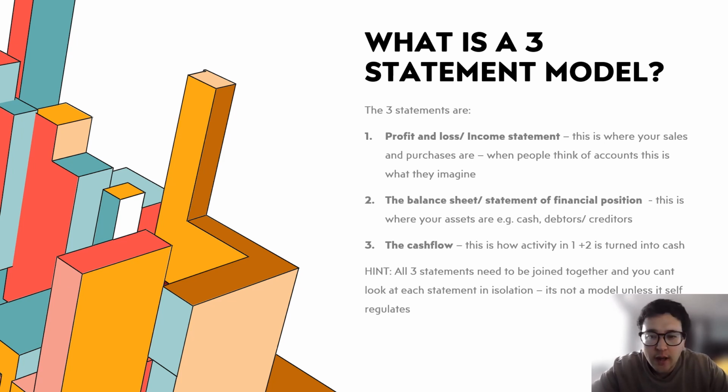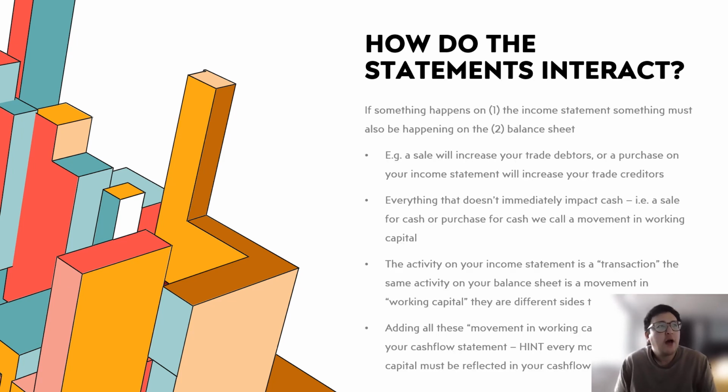A change in 1 impacts a change on the other, apart from really the cash flow, which is you take it or leave it from what happens in 1 and 2. But it's very important. You can't look at them in isolation. When you look at them in isolation, you get weird, wild results which don't make sense after a couple of months. So how do the statements interact?